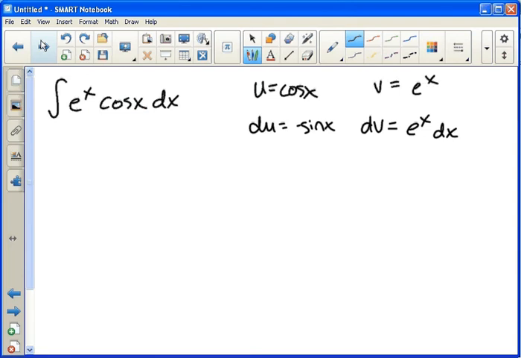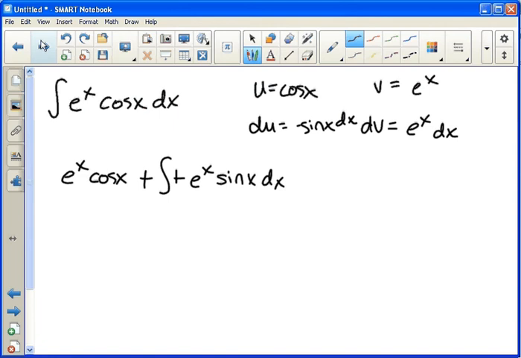So then we get u times v, minus the integral of v times du. So that would be negative e to the x sine x dx. Okay, before I move on, since I have two negatives, I don't want to have both of those carrying around, so I'm going to change it to positives. And then, as hopefully you can see, you're going to have to do integration by parts more than once. It's unavoidable in this problem.